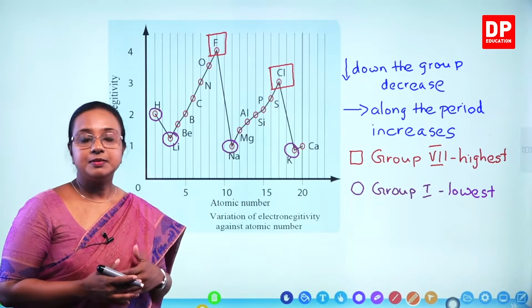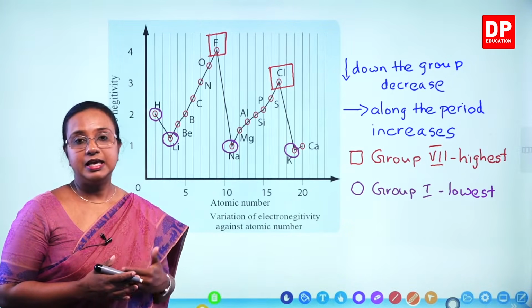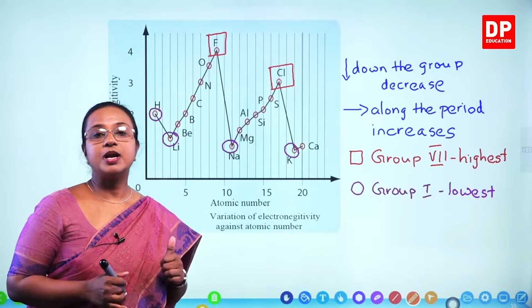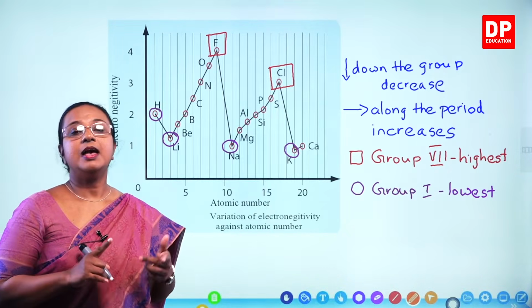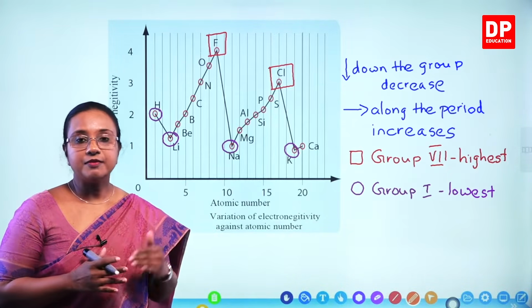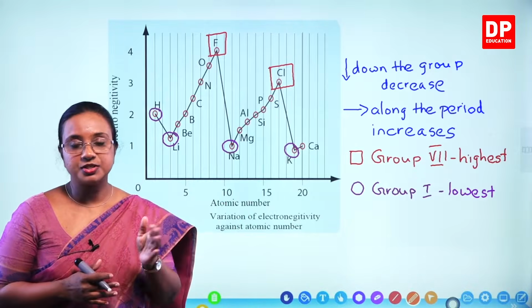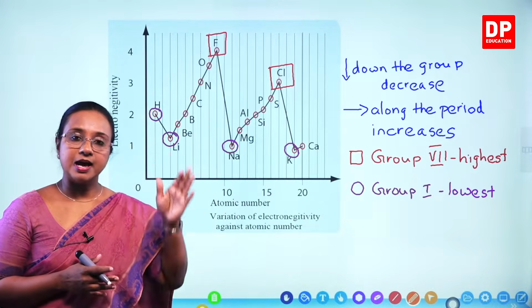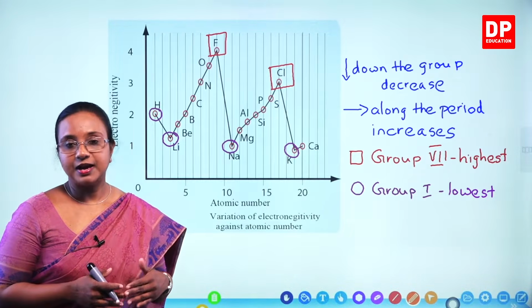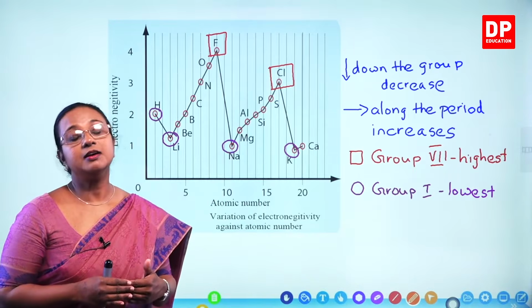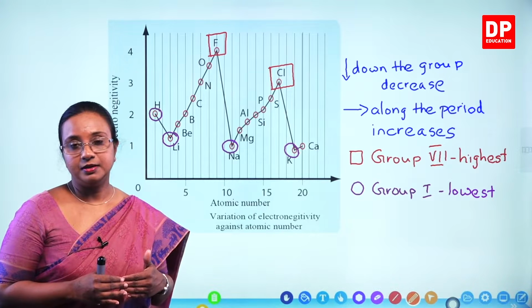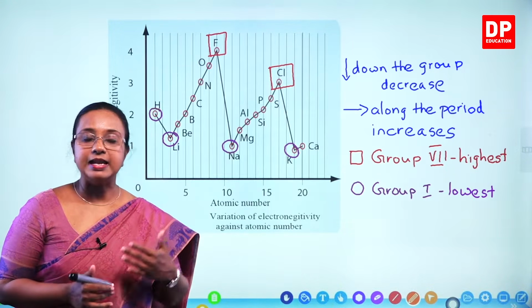So these are the patterns that you see in a periodic table. We saw two properties. One was first ionization energy and the other one is electronegativity. You have to know how it changes across the period from left to right and down the group from top to bottom. And you should know to identify the changes given in the graph. Now we will go on to a new topic, metals, nonmetals and metalloids.